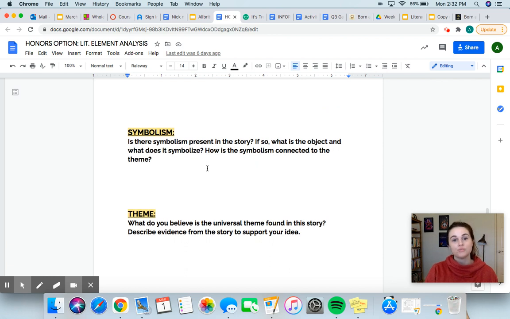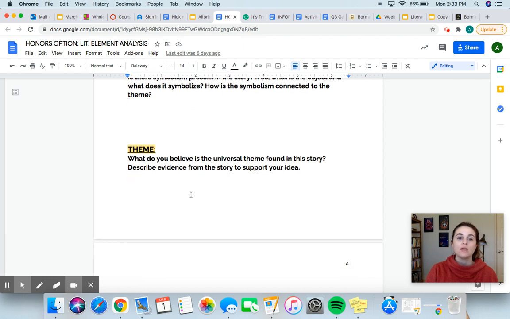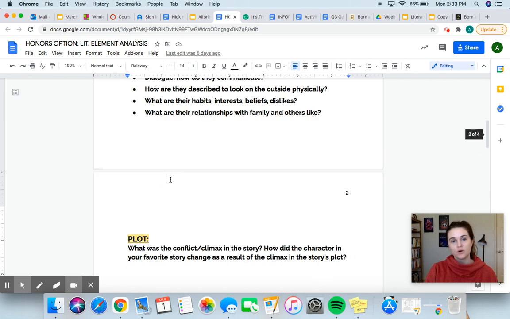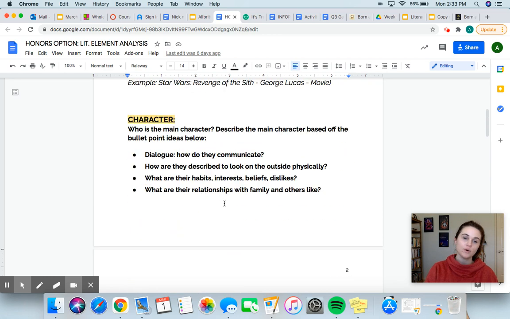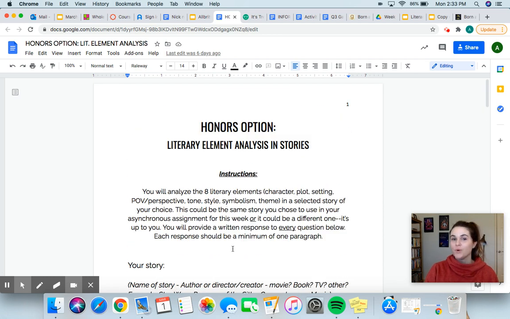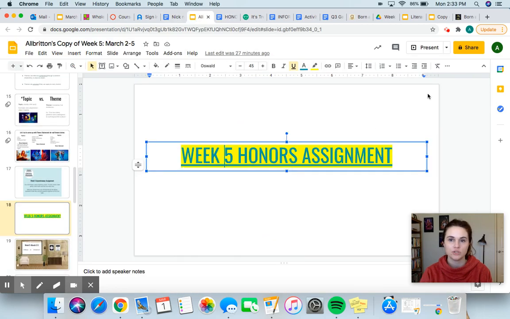Symbolism. Is there symbolism present? And if so, what is it? What's that object and what does it represent? Theme. What do you believe is the universal theme found in the story? Describe evidence from the story to support your idea. So again, you are going to respond to every single one of those. You can pick whatever story you want. I would hope you pick something that's interesting and that you love. And if you want, you can make it the same story that you used in the graphic organizer. So that's our honors option.